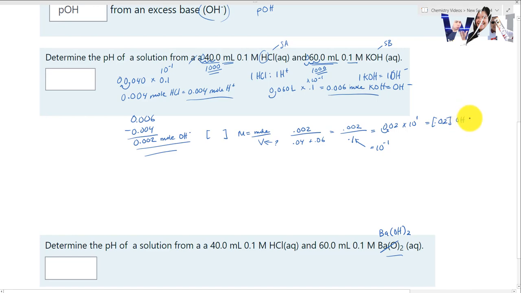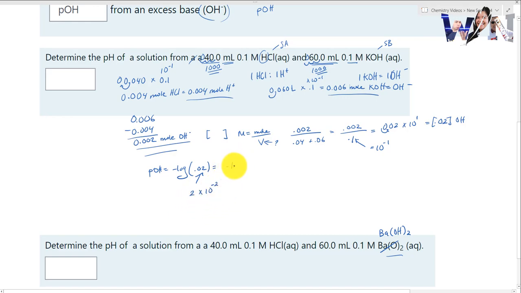Then finally, we can find the pOH. pOH is equal to negative log of 0.02. For now, we're not going to use the calculator. We are just going to do this without the calculator. I don't know what the negative log of 0.02 is, so we have to convert it into exponent form: 2 times 10 to negative 2.